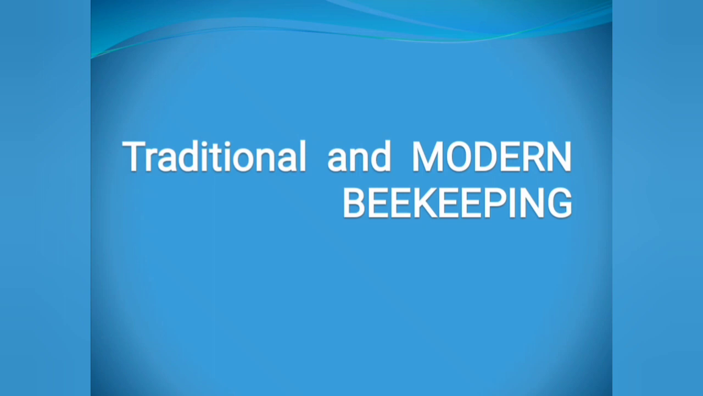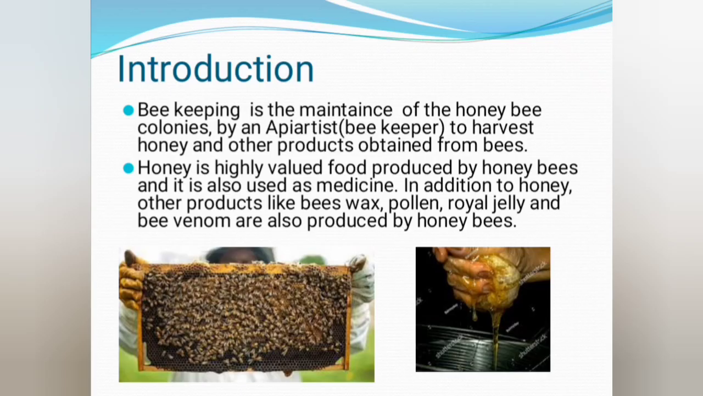Let us discuss the traditional and modern beekeeping methods. Beekeeping is the maintenance of honeybee colonies by an apiarist, that is, a beekeeper, to harvest honey and other products obtained from bees. Honey is a highly valued food product produced by the honeybees, and it is also used as a medicine. In addition to honey, other bee products like beeswax, pollen, royal jelly, and bee venom are also produced by the honeybees.